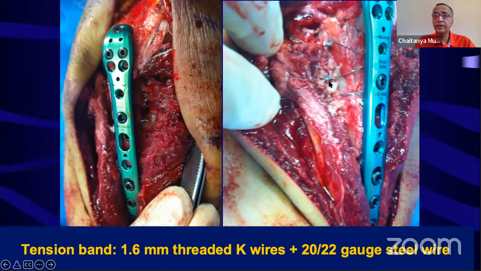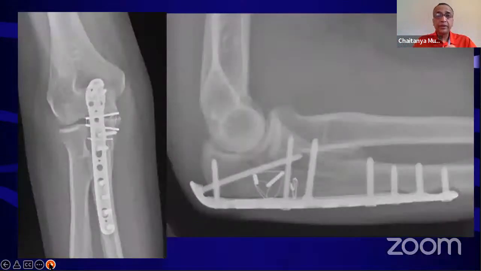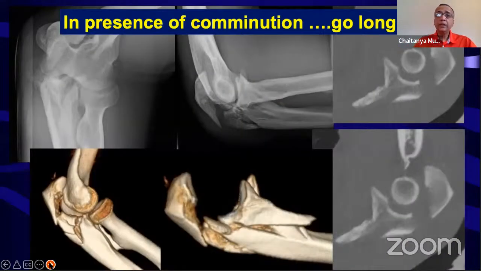These are threaded wires. I place them, and I simply add a figure of 8 tension band to hold it. It is low profile. It does not violate any principles. In fact, it reinforces principles, and it allows you stable fixation. So here, this is how the construct would look when you restore your blowouts back together with very stable fixation. And you can get a very predictable and reliable and consistent outcome. In the presence of comminution, you have to be prepared to go long.